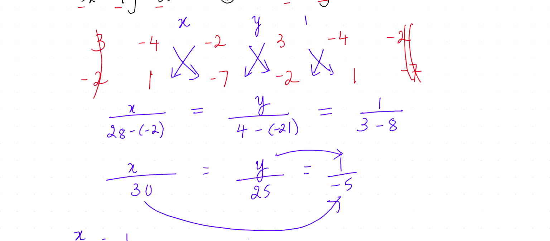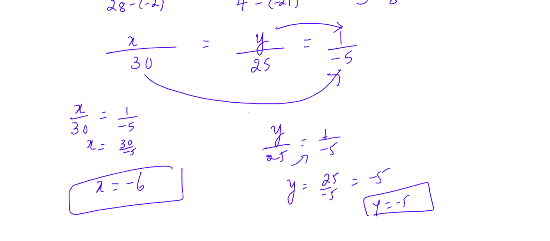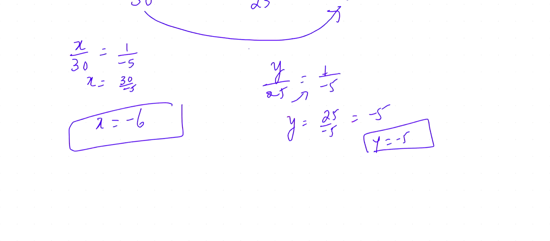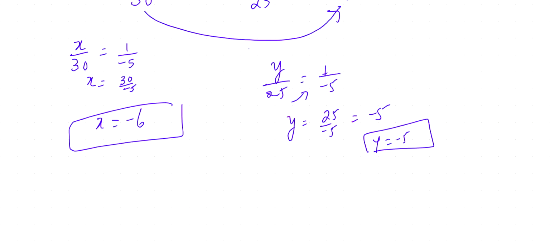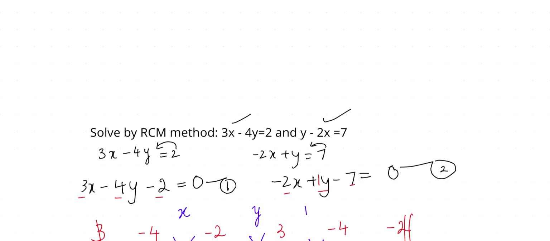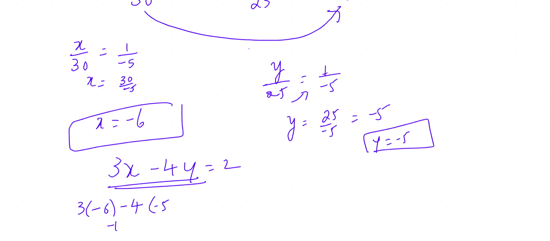Let's check with the first equation. This is for us to know whether I've gone right or gone wrong. 3x minus 4y is 2. Just look at the right hand side. 3 into negative 6 minus 4 into minus 5 is minus 18 plus 20, which is 2. And that's your right hand side. So it's satisfied.